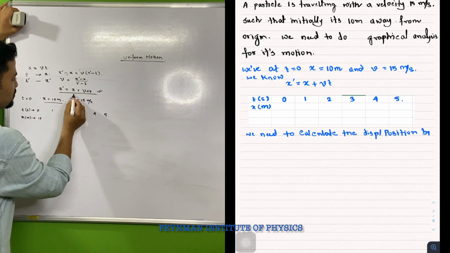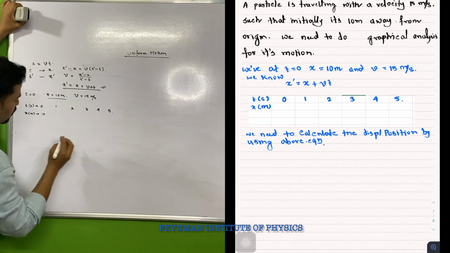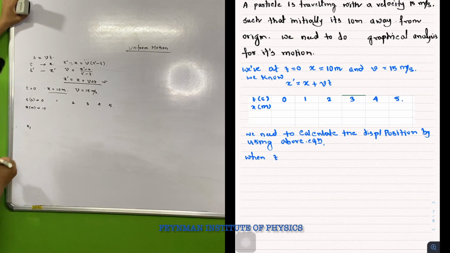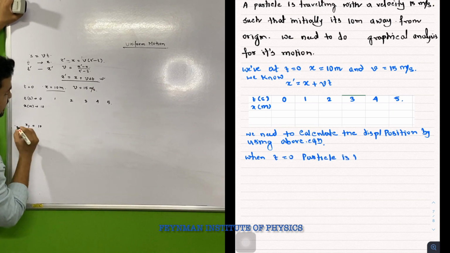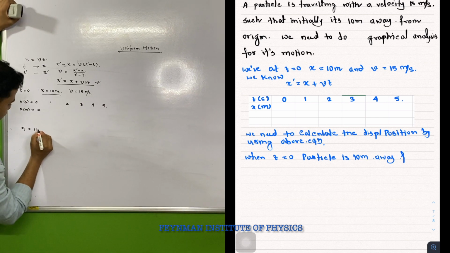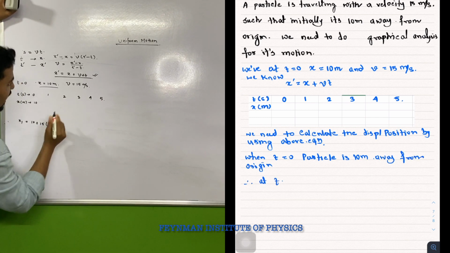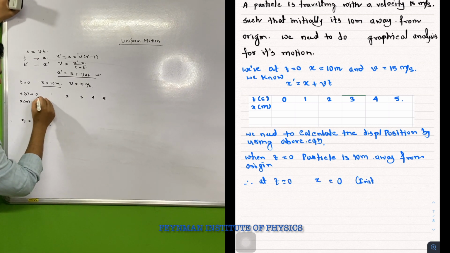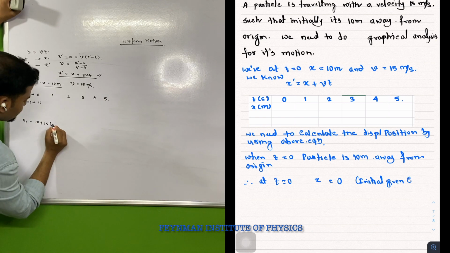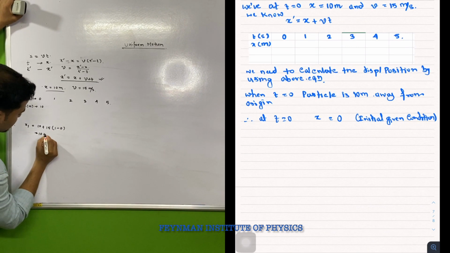That means with the initial velocity we can find x1. Suppose x1 is the position of the object at the 1 second interval. So x1 is equal to the initial position 10 plus the velocity, 15 meter per second, times delta t, that means change in time. We are dealing with the change in position between 1 and 0 second, so we write 1 minus 0 second, that is 1. So it will be 10 plus 15.